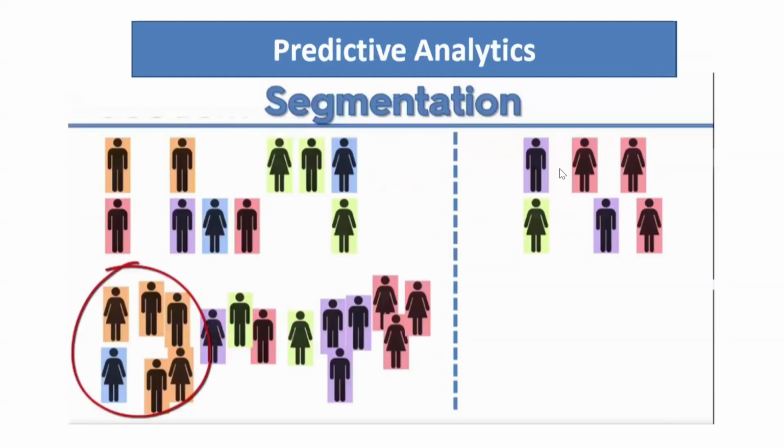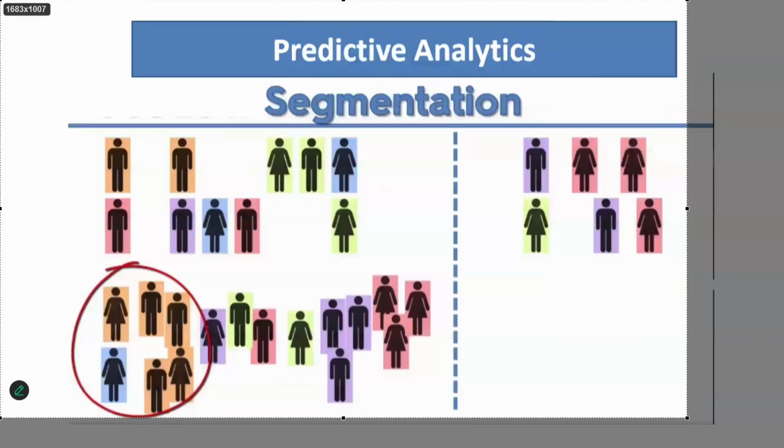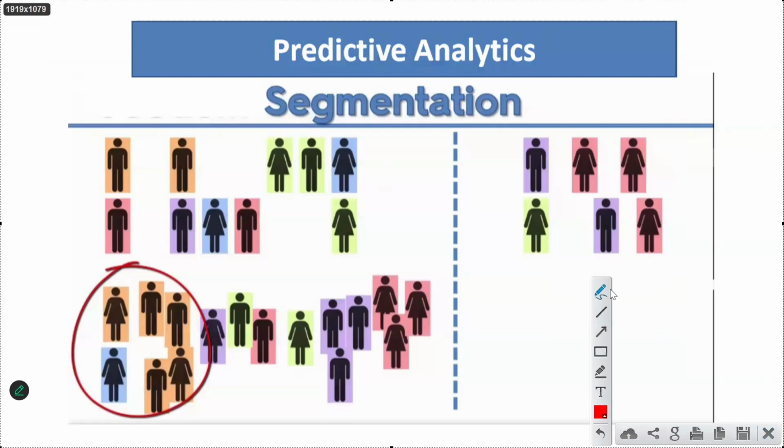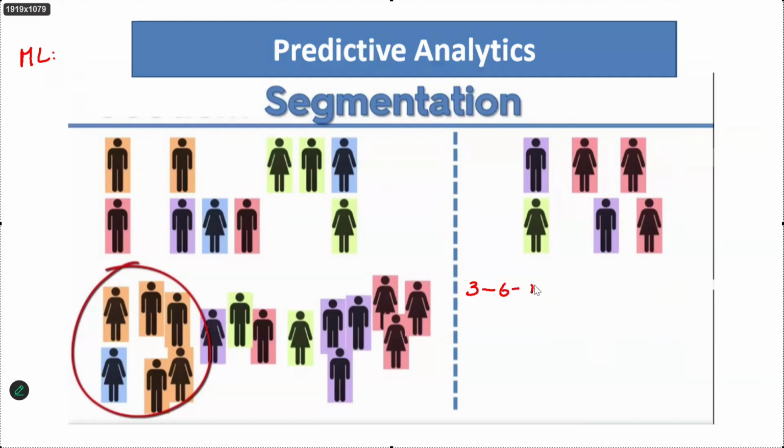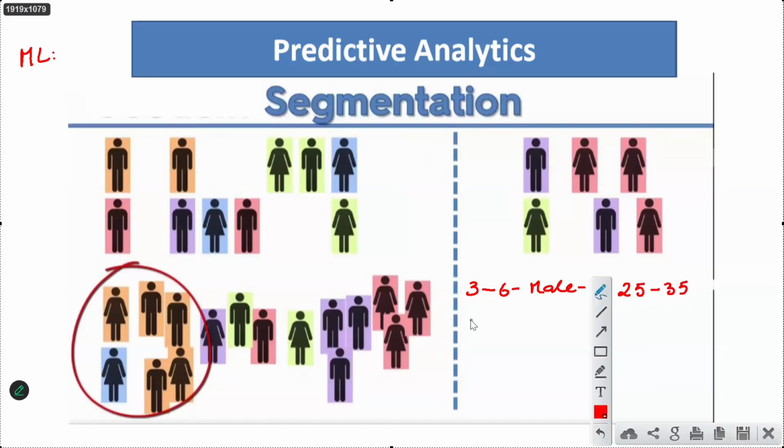So the data scientists analyzed the data. They used certain machine learning techniques on the data, and they found out certain information from it. What they found out is that 3 out of 6 male customers whose age is between 25 to 35 are leaving the bank, and 2 out of 6 female customers whose age is between 65 to 75 are leaving the bank.